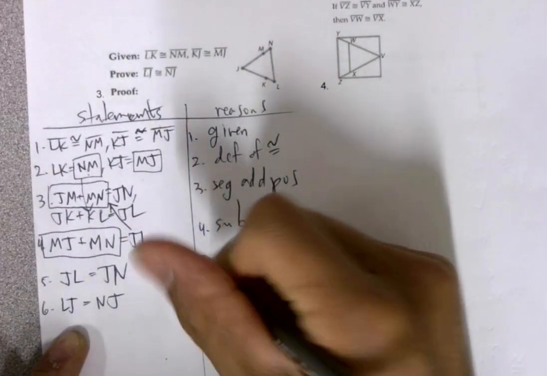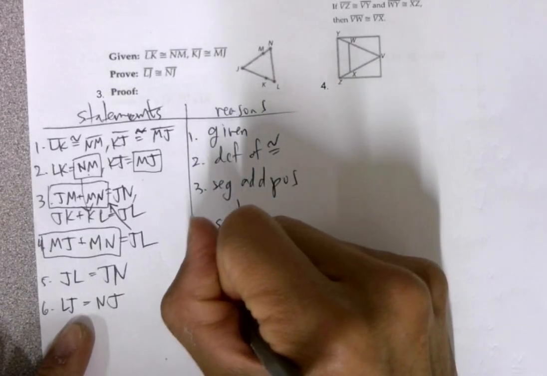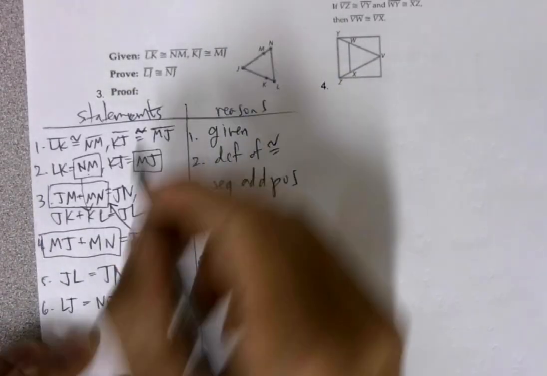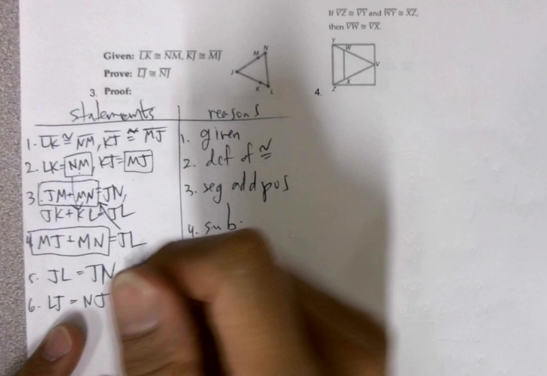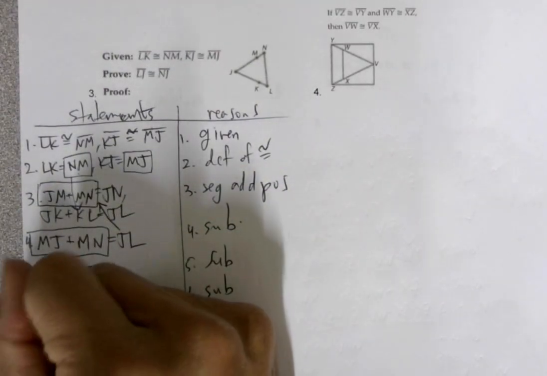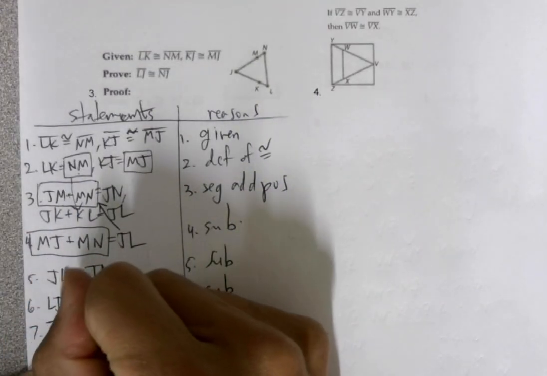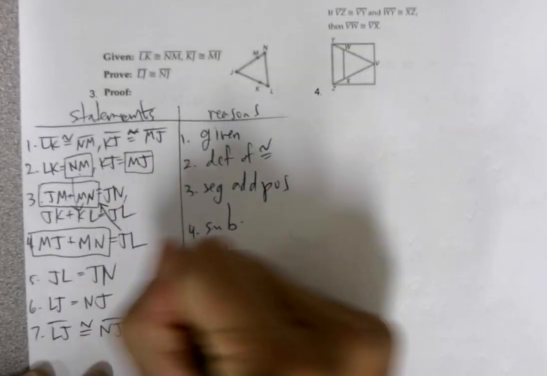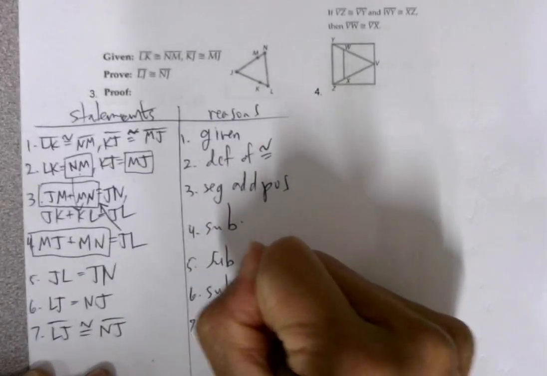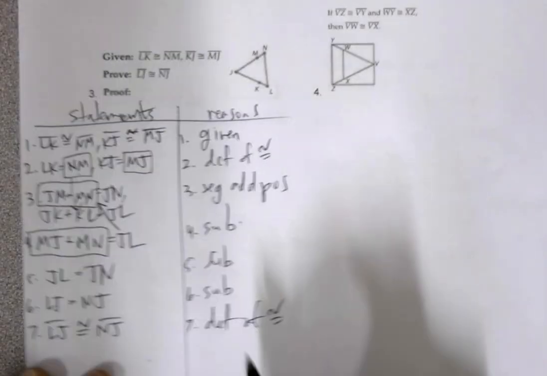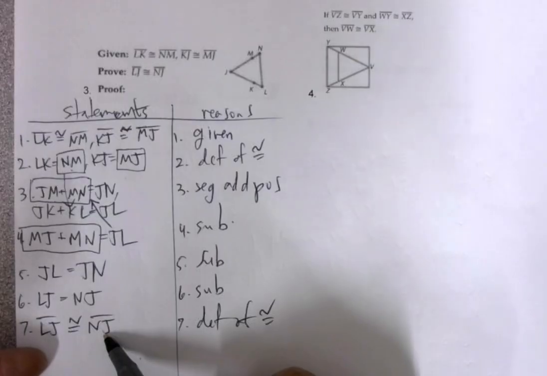So on step 6, I don't even know, maybe we could do substitution as well. And then finally we need to turn it into a congruency statement. So it's going to be line segment LJ with the line over it, congruent to line segment NJ. And that's going to be the definition of congruence, which lets us go from equation back to congruency statement.